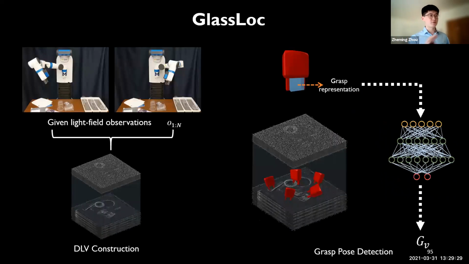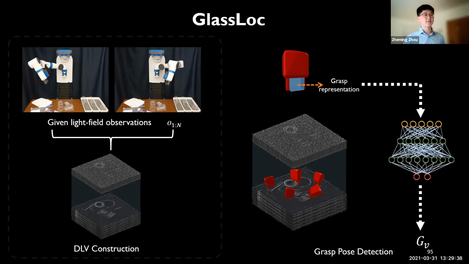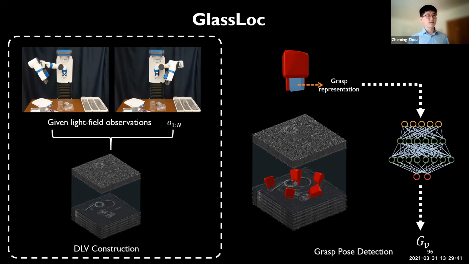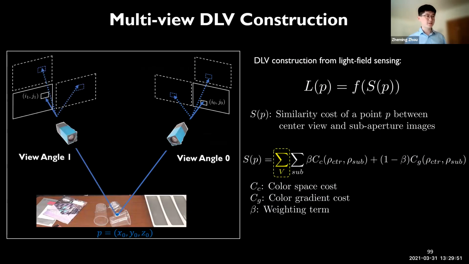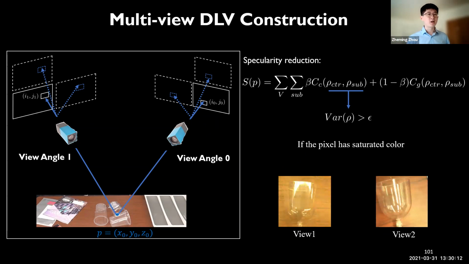So our GlassLoc pipeline has 2 stages. The first stage is what we call the multi-view DLV construction stage, and the second stage is what we call the grasp pose detection stage. So let me introduce the first stage. The multi-view DLV construction stage is very much like the single-view DLV construction, but because we are introducing different viewpoints, we can perform ray recasting to different view angles and get more observations of those light rays. The benefit of doing that is not only that we have more data, but also that because we have large baselines, it gives us a chance to perform what we call specularity reduction.